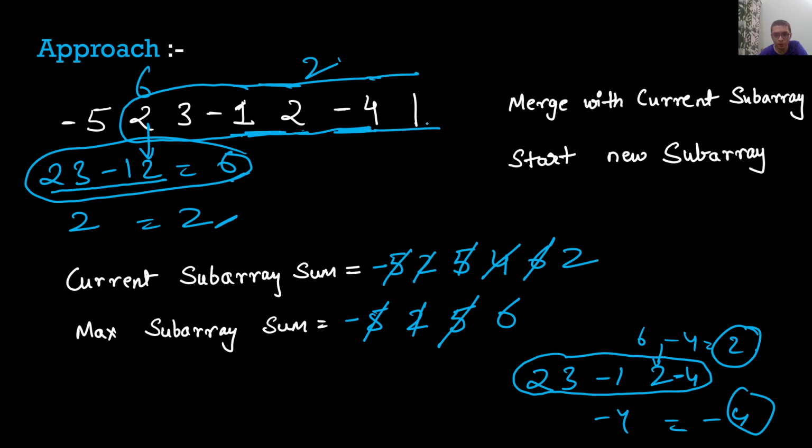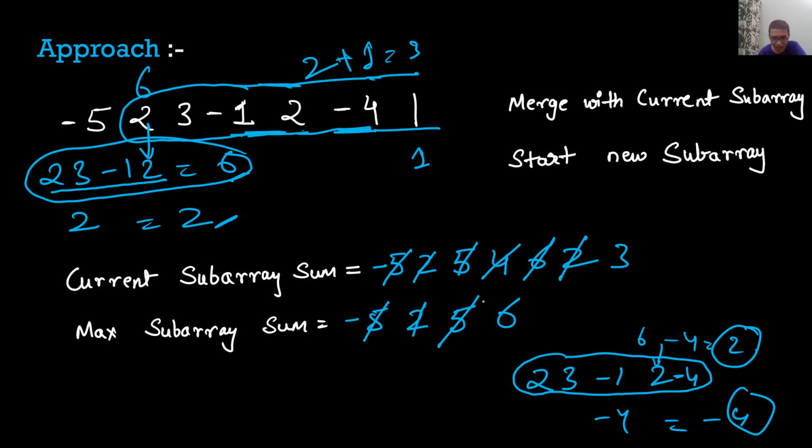So again, I have two options, either to merge this 1. If I merge this 1, then my subarray sum would become 2 plus 1, which is 3. And if I only take this 1, I start a new subarray from here, I'll only have 1. So 3 is better than 1. So I'll merge it. So now my final subarray sum is 3.